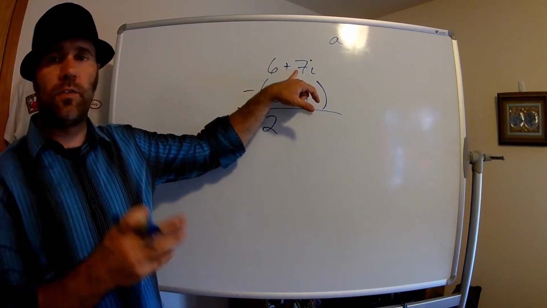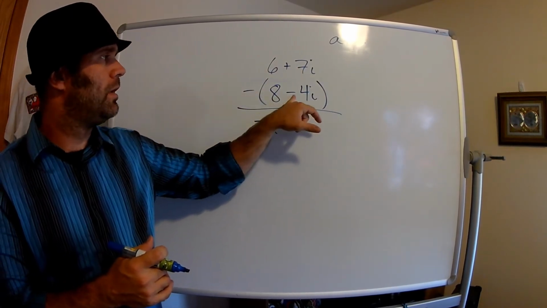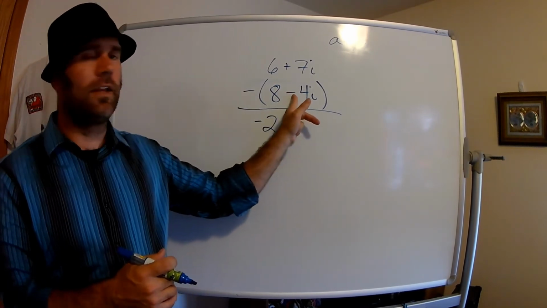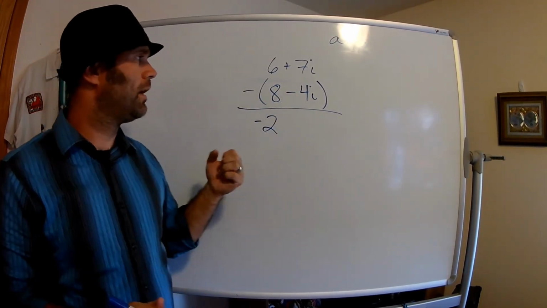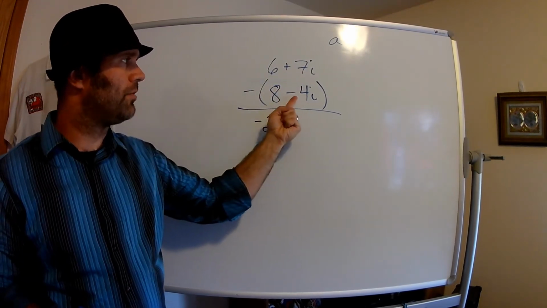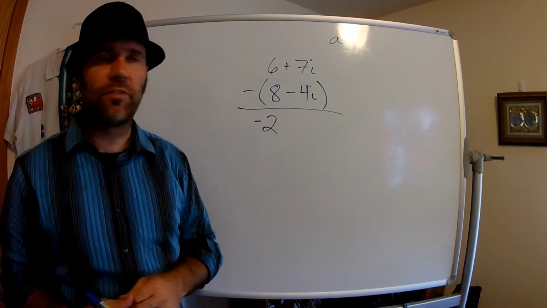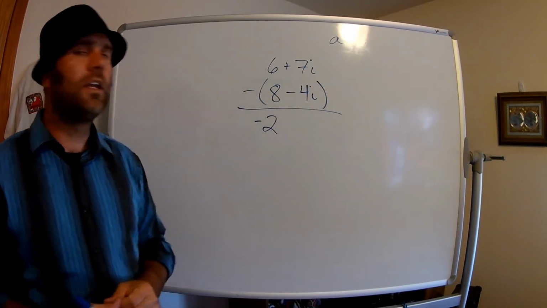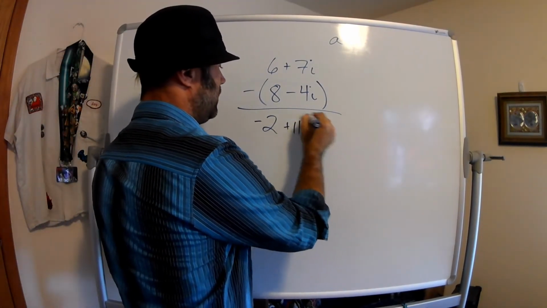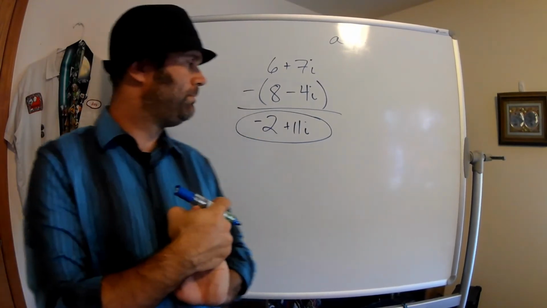7, this is 7i, 7i minus negative 4i. Minus a negative. Two negatives make a positive. So we've got 7i plus 4i. Right? Minus minus makes a plus. So 7 plus 4 is 11. A little bit more complicated there, but totally doable.